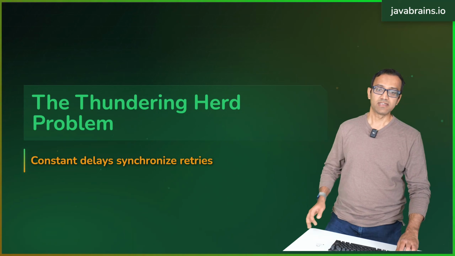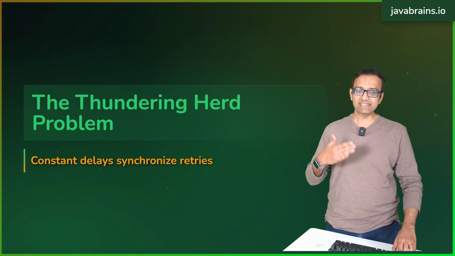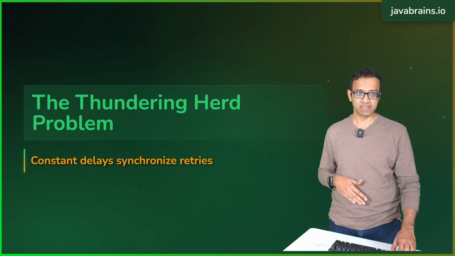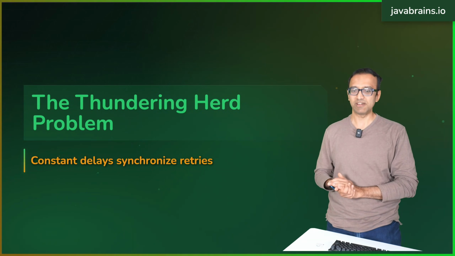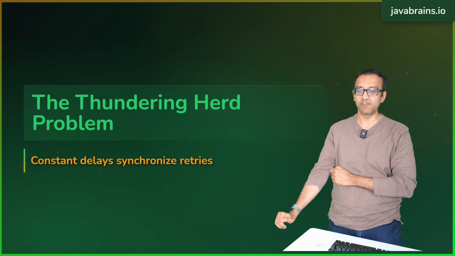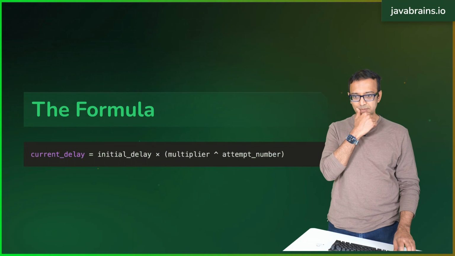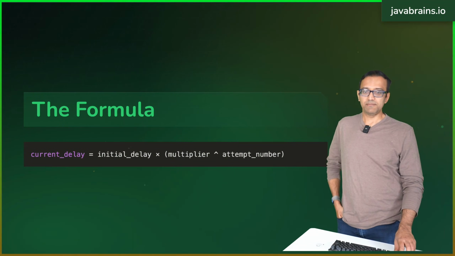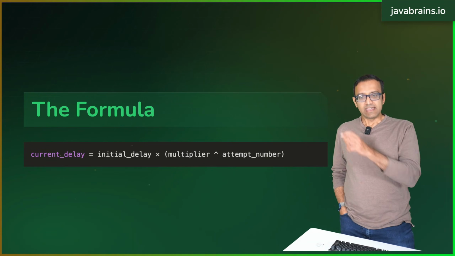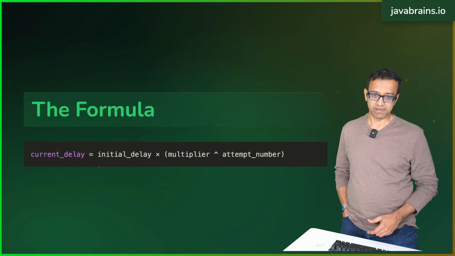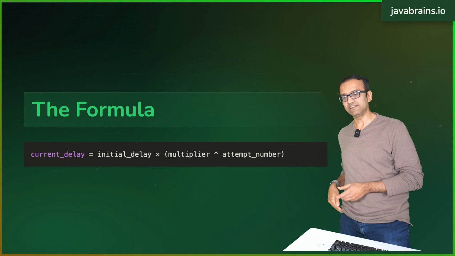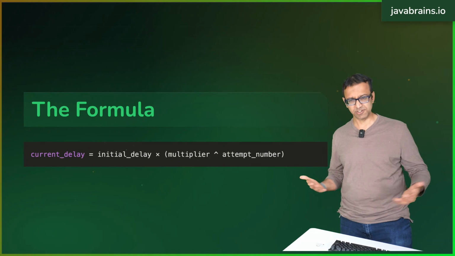Exponential backoff is a way to increase the delay with each retry attempt, and jitter is about changing the precise time at which the request happens. Both of them work together. So let's start with exponential backoff. The formula is the initial delay times the multiplier to the power of the attempt number. We saw there is a multiplier attribute in the retry annotation. You can say multiplier is 2.